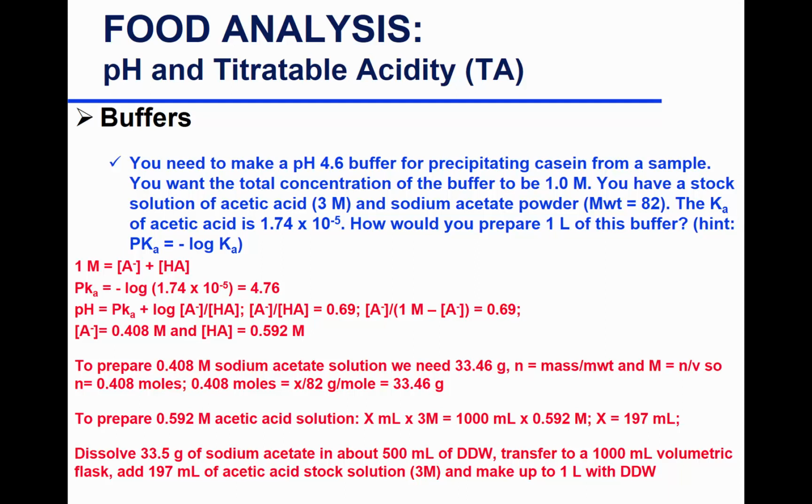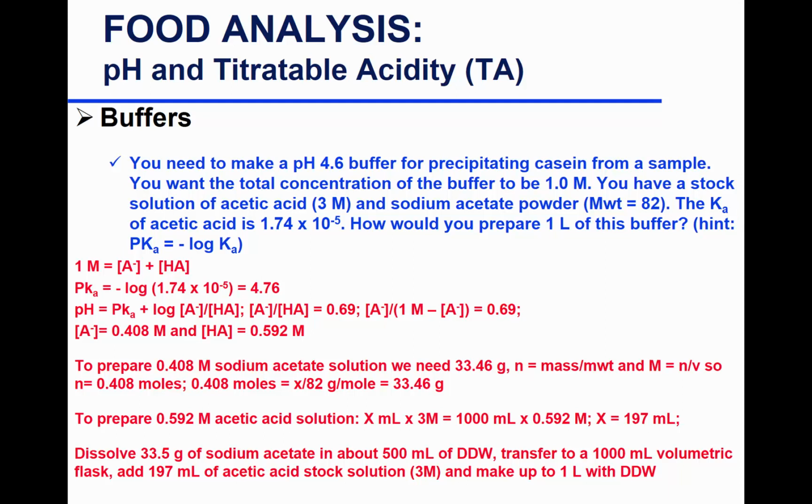How we got those different concentrations? Okay. So in this case, what we're doing is determining how much in moles per liter I need of the conjugate base and how much I need of the acid. Now I want to find out how much I need to get 0.408 molar. So to prepare 0.408 molar sodium acetate solution, we need this many grams. How did I come up with this value?